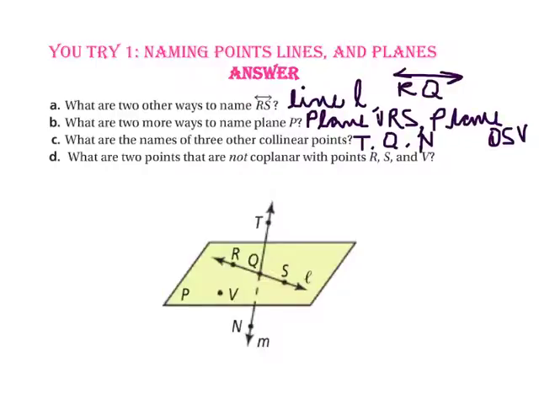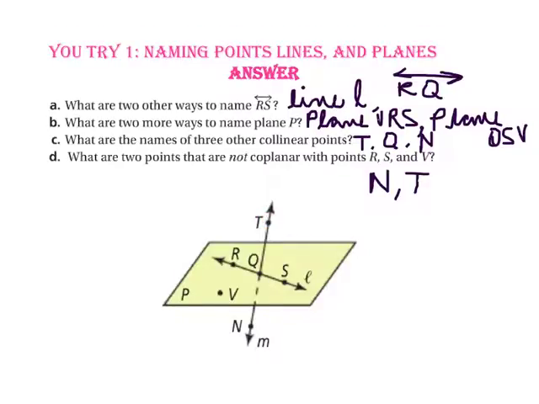And finally, part D wants to know what are two points that are not coplanar with points R, S, and V. Well, here's R, here's S, and here's V on plane P. So we want the 2 points that are not on plane P, which would be point N and point T.